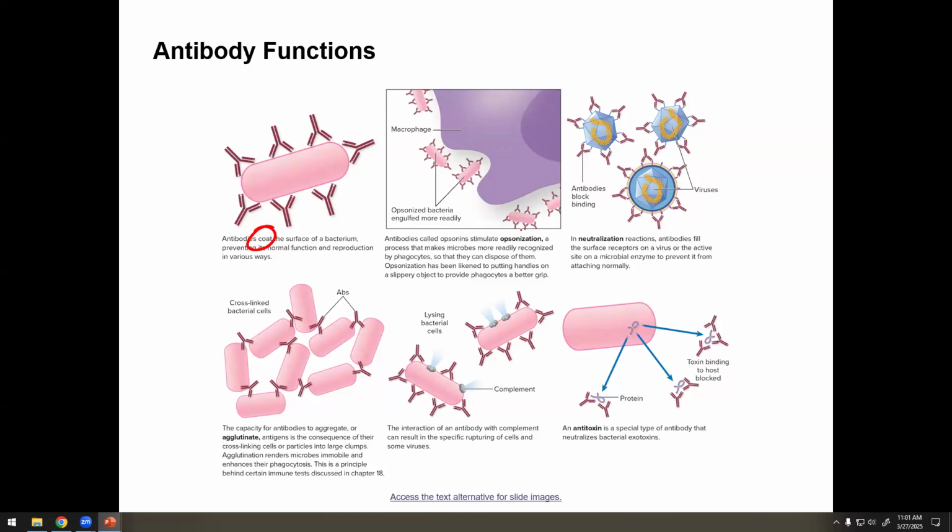All right, we have opsonization. We introduced this term in the previous chapter as well. So opsonization is basically the antibodies sticking to the outside of the capsule or the outside of the bacteria or whatever it is, and it gives an easier handle for our phagocytes to grab onto. So opsonization is helping phagocytosis by helping them grab onto the pathogen.